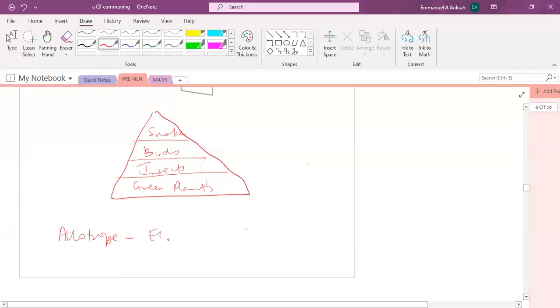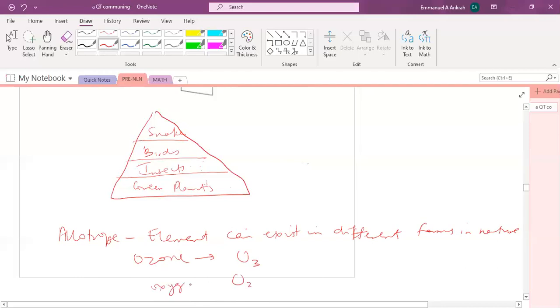The element can exist in different forms in nature. So ozone is a typical example. It's oxygen in the form O3. Remember, oxygen can also be O2. You have O2 oxygen. So that's an allotrope. It's an allotrope of oxygen.